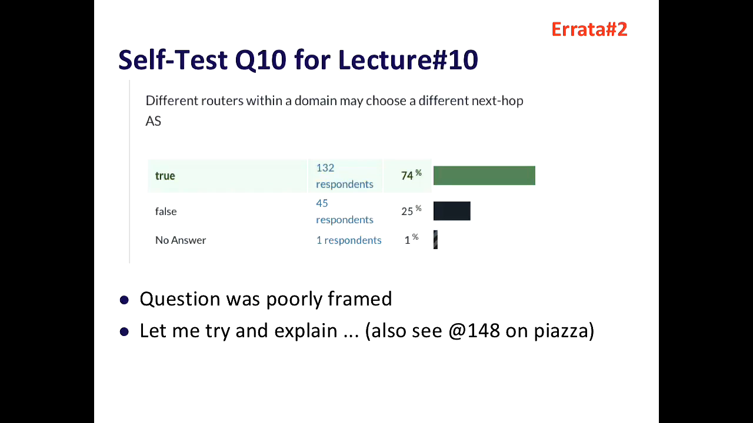Point number two was this question on the self-test. The question was, is it possible for different routers within a domain to choose a different next hop AS? Most of you said it was true. The answer I provided was that it was false. My answer was wrong. So you guys were actually right. There is a discussion on Piazza clearing up this confusion if you want to go read it. I did want to elaborate on it. There was a particular point I was trying to get at with the question where the answer would have been false, but the question was entirely badly phrased. So you guys got the right answer for the most part. But let me explain both the confusion and what I was trying to get at with the question.